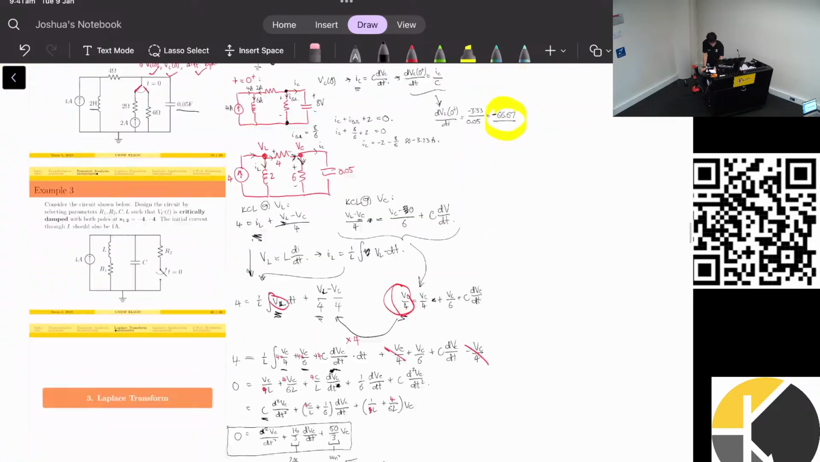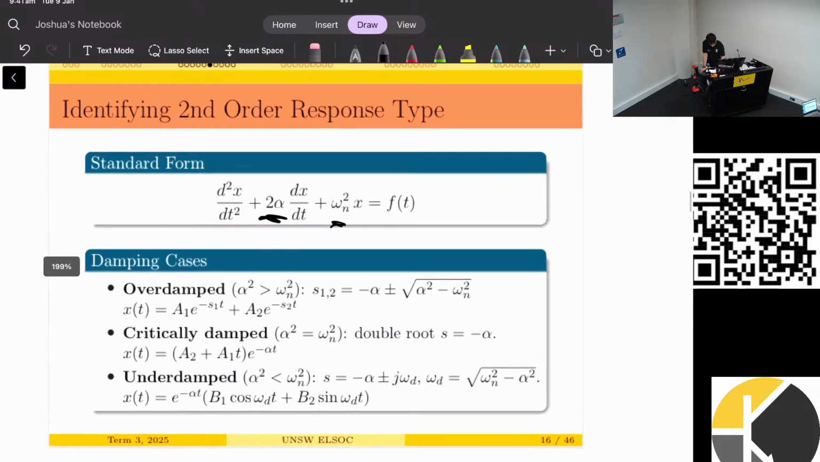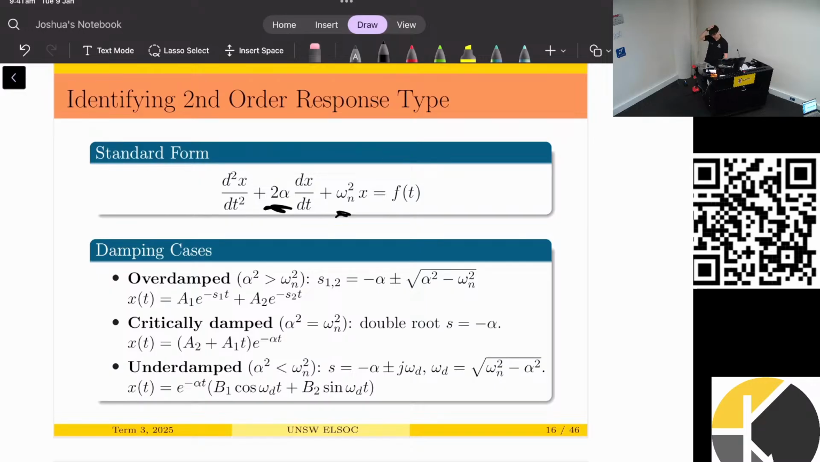Alright, let's jump back. If alpha is smaller than omega n, that's the same thing as alpha squared being smaller than omega n squared. So the case that we have is underdamped. So that's what we'll be applying in this question.